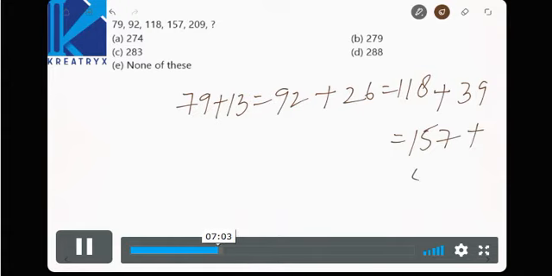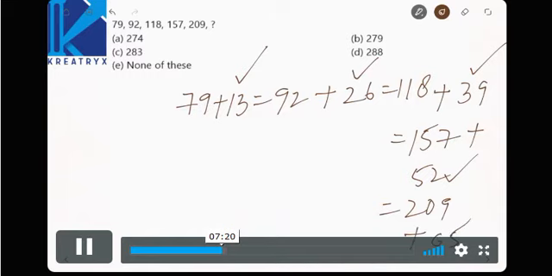157 plus 52 is equal to 209. Observe the things here. This is the 13 table. 13 ones are 13, 13 twos are 26, 13 threes are 39, 13 fours are 52. Now the next number must be what? Plus 13 fives are 65. Your answer is nothing but what? 274. 209 plus 65 is 274.